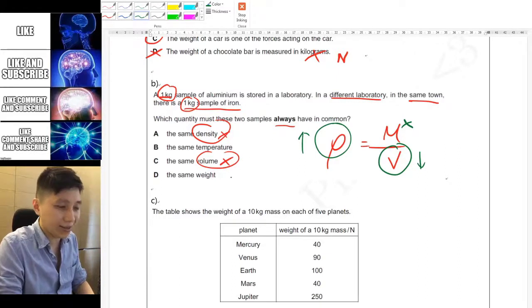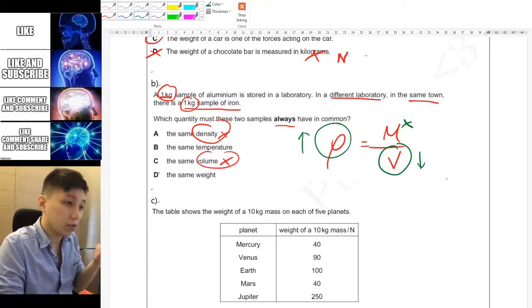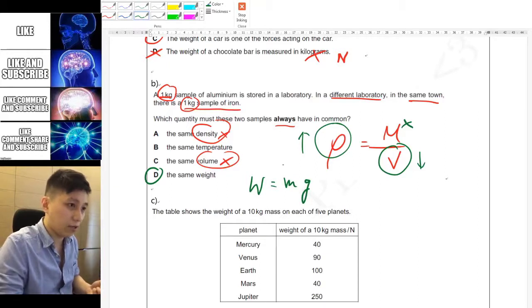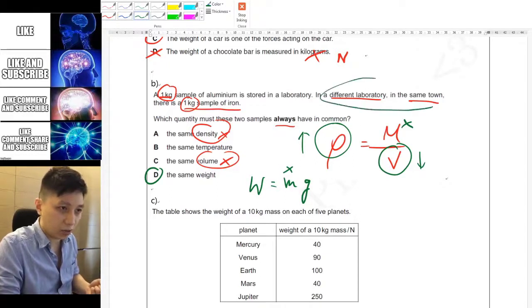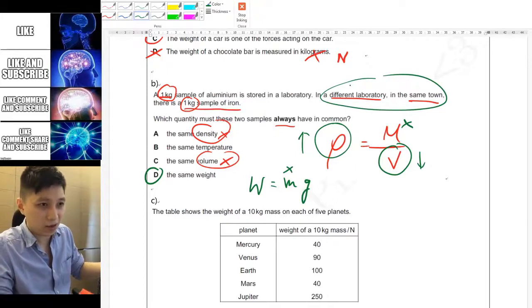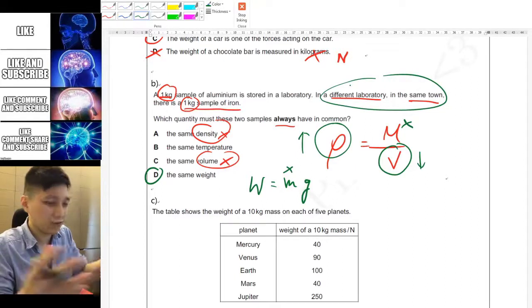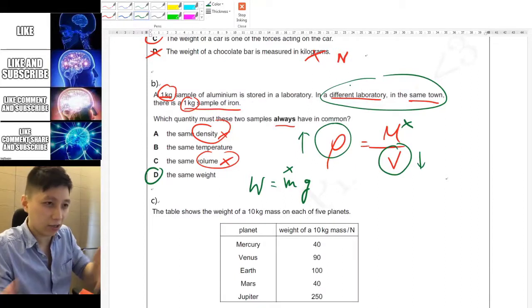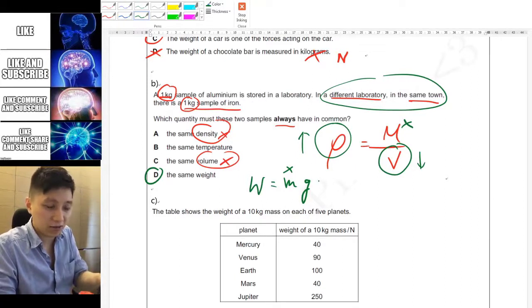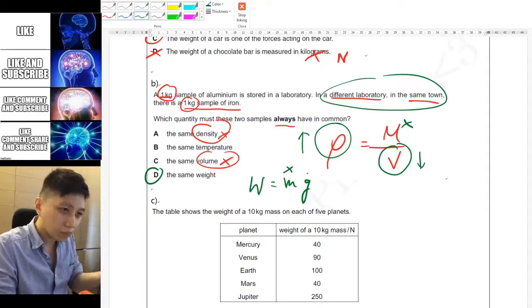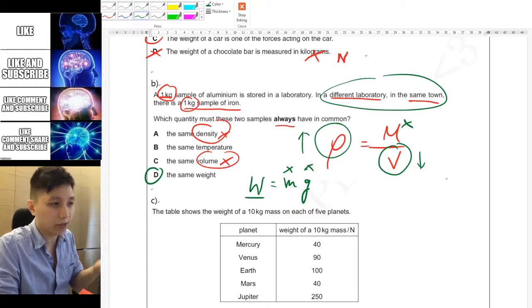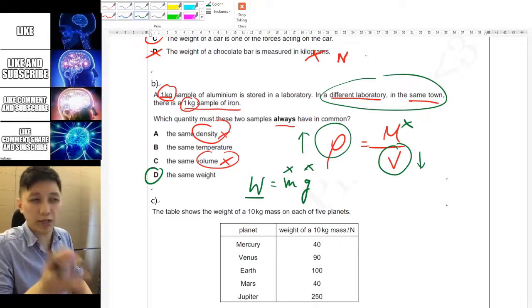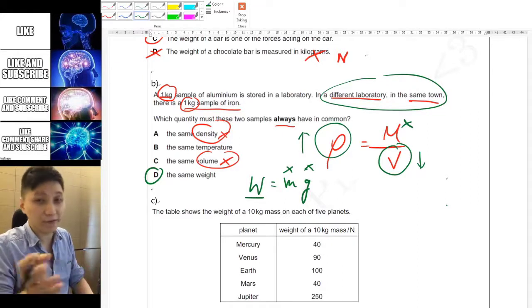D is saying the same weight, and that of course will be the answer, because W equals mg, and if you have the same mass, and since you are in the same town, not even the town, I mean if you are even on the Earth's surface, they could be like New York and Hong Kong for example, the g is more or less the same, so it's unchanged, and therefore the weight will be the same. This reminds me again of the IQ question about whether 1 kg of iron is heavier or 1 kg of feather is heavier.